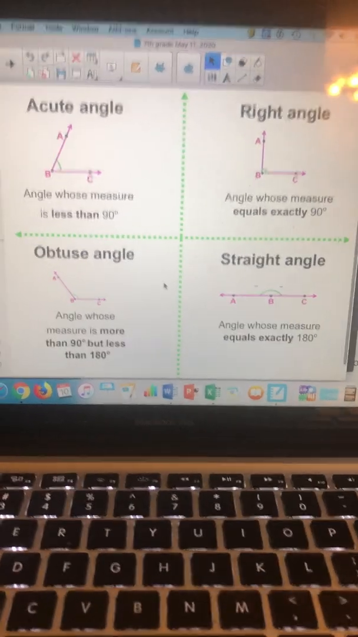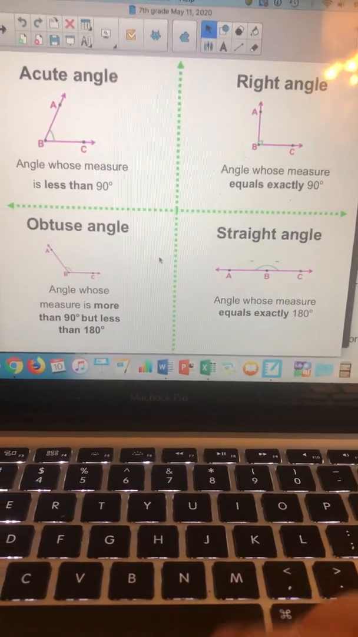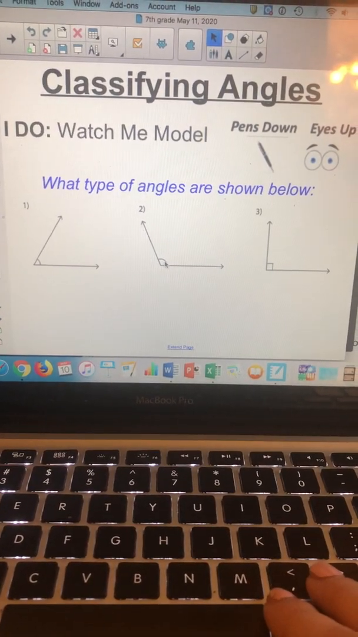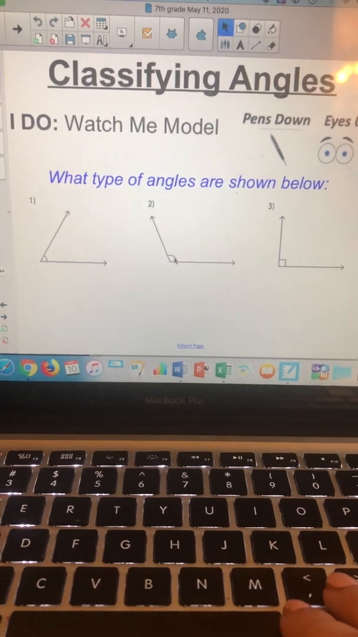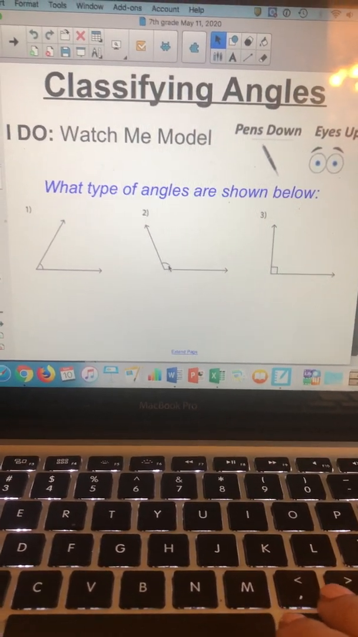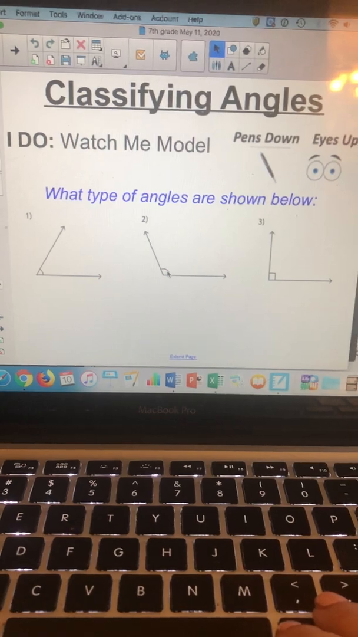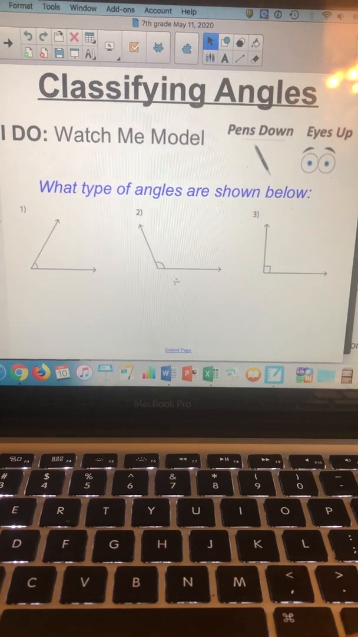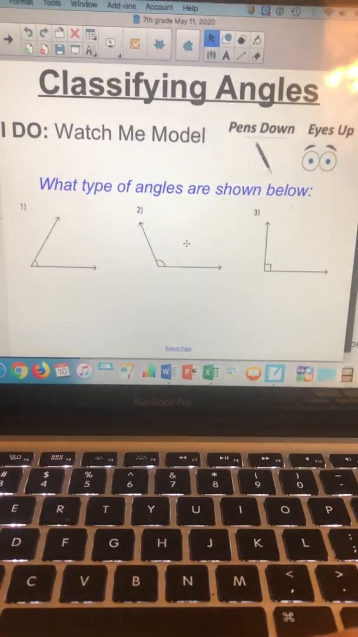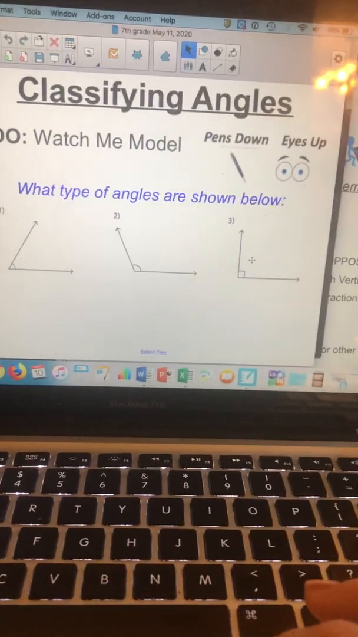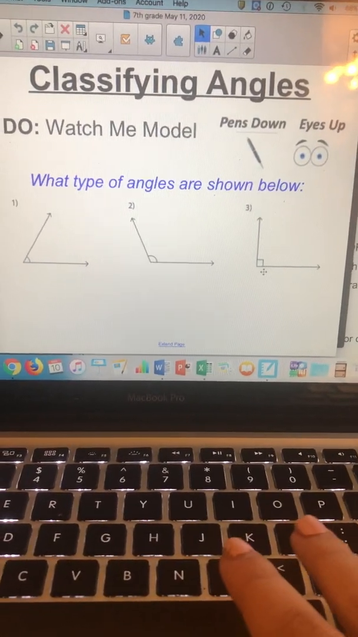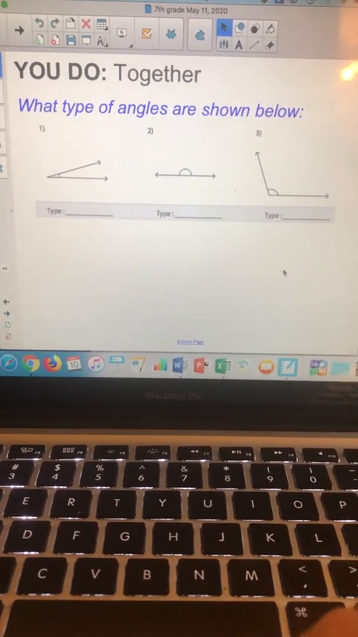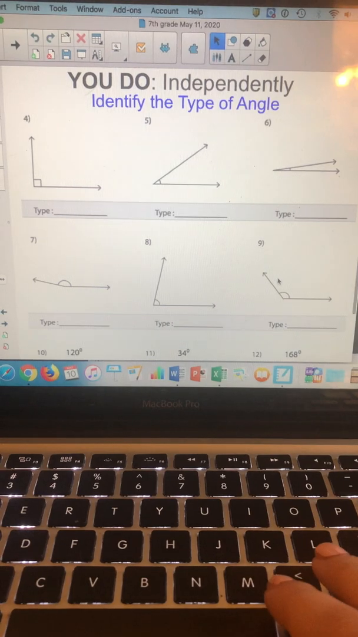Okay, so these 4 angles, like I said, you should already be familiar with them, but we're going to review them as well in this lesson. So I'm going to ask you to classify the angles shown here. For angle 1, I noticed that it's less than 90 degrees, so I would call it an acute angle. Number 2 is greater than 90 degrees, but less than a straight line, less than 180, so this would be obtuse. And number 3, it has that little square in the corner, so we know that it is a right angle, exactly 90 degrees. Okay, there's a few for you to try on your own, some more as well.